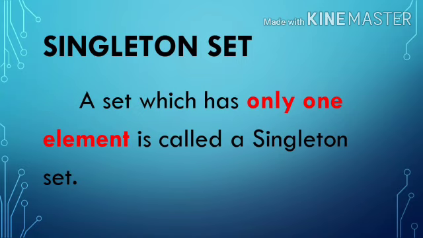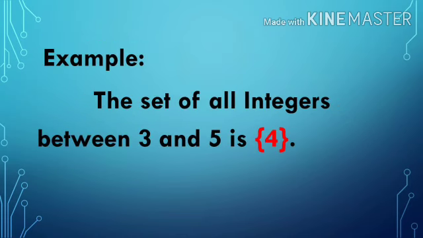Next set is singleton set. The definition of singleton set is a set which has only one element is called a singleton set. The example for singleton set is the set of all integers between 3 and 5. Between 3 and 5, we have only one integer, that is 4. So the answer is the set {4}. This set has only one element, therefore it is called a singleton set. In the next video, we will see briefly about singleton set.